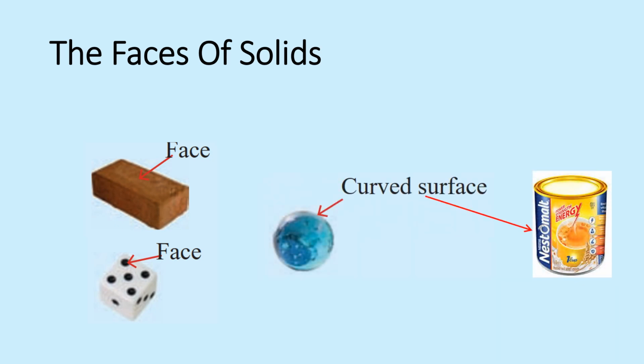But when you see this marble, it has a surface and that surface is curved. So we call it a curved surface. In this milk tin, we can see a curved surface as well as a plane surface.